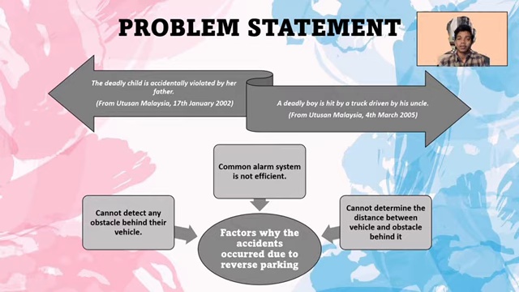There are some factors why the accident occurred due to the reverse parking. Firstly, it is because the driver cannot detect any obstacle behind their vehicles. Other than that, the existing alarm system cannot function efficiently. Lastly, the driver cannot determine the distance between the vehicles and obstacle.